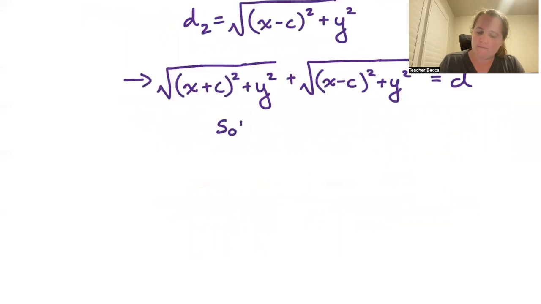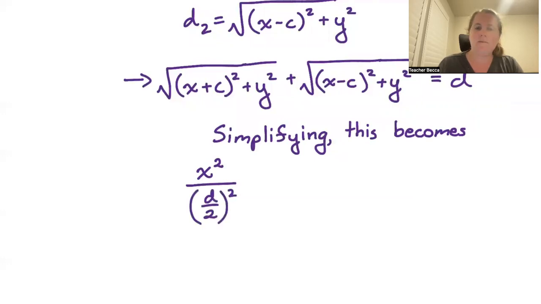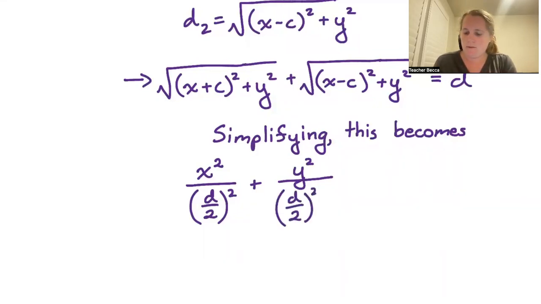But solving this, or simplifying, this becomes x squared over d over 2 squared plus y squared over d over 2 squared minus c squared, all equal to 1.